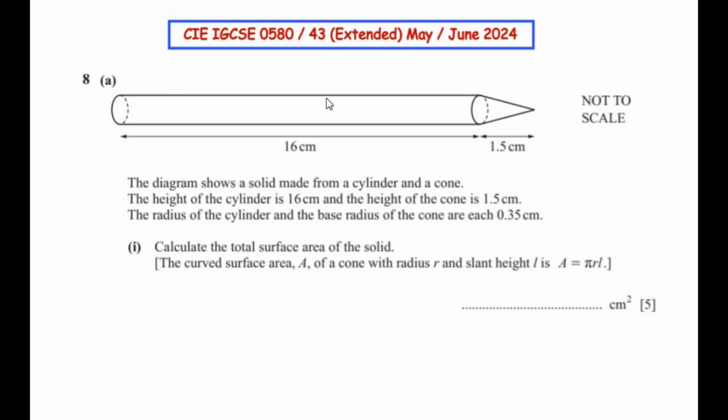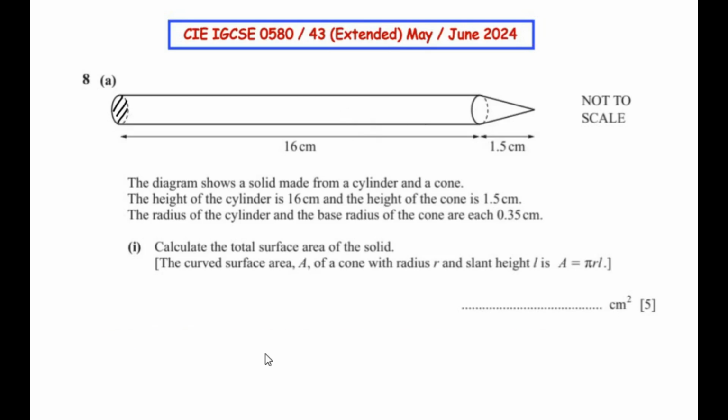Now here in this question a solid is given to us and we can see that it is made up of a cylinder and a cone. And the base radius of the cylinder and the cone is same, that is 0.35 cm. Now to find out the total surface area of the solid, we have to consider the curved surface area of cylinder, curved surface area of the cone, and also the base area of the solid.